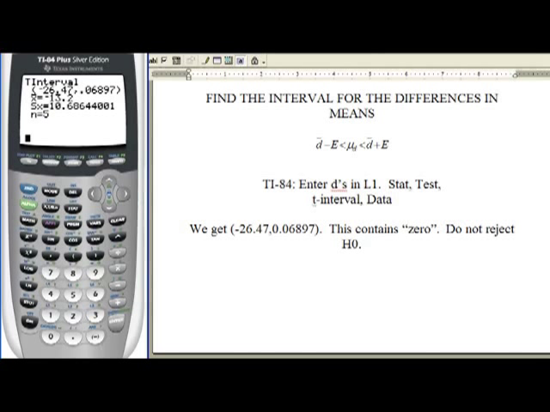And this concludes the portion of the lecture about two-sample hypothesis testing and the intervals.